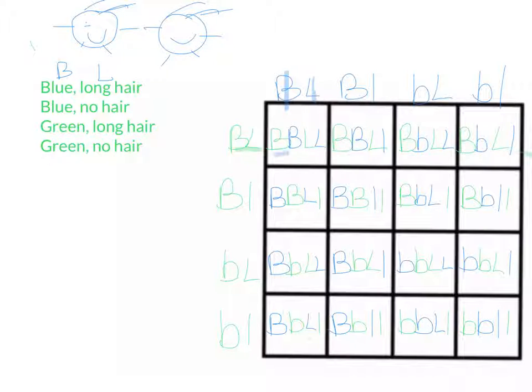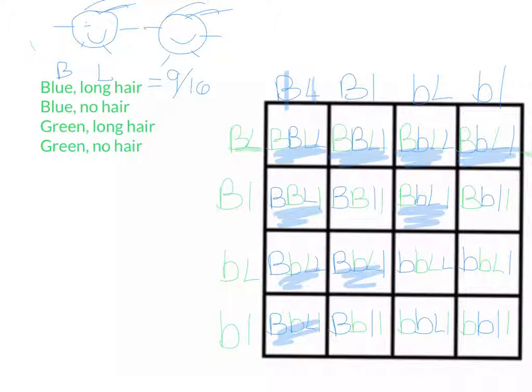I have a big B here and a big L here. So this is 1, 2, 3, 4, 5, 6, 7, 8, 9. So 9 out of 16 of my offspring have blue and long hair. I got the 16 because I have 16 total boxes.